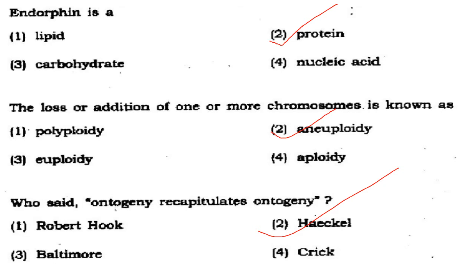The loss or addition of one or more chromosomes is known as option 1 polyploidy, option 2 aneuploidy, 3 euploidy, and 4 haploidy. Answer is option 2, aneuploidy.